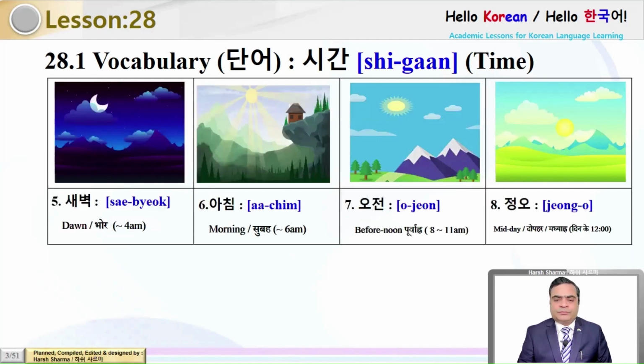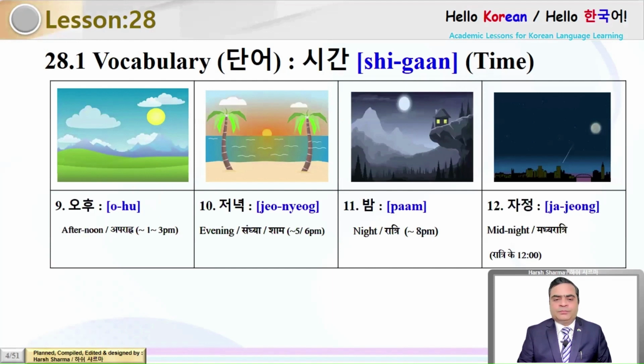Number 5, 새벽. Number 6, 아침. Number 7, 오전. Number 8, 정오. Very good.